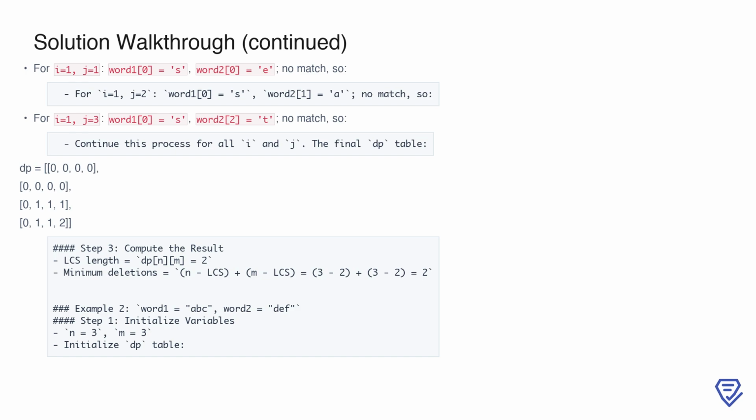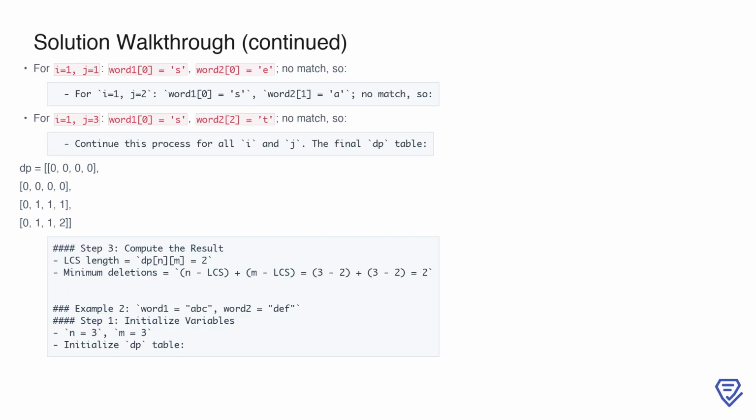Now, we begin filling the DP table by comparing characters from word1 and word2 one pair at a time. For i equals 1 and j equals 1, we compare s from word1 and e from word2. Since they don't match, the value at dp[1][1] is the maximum of the values above it and to its left, which is 0.